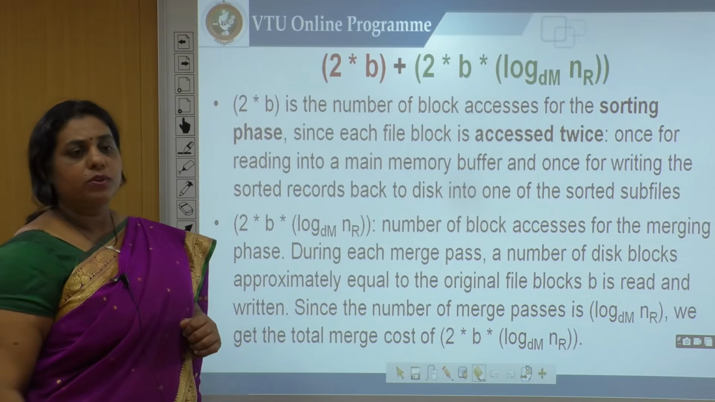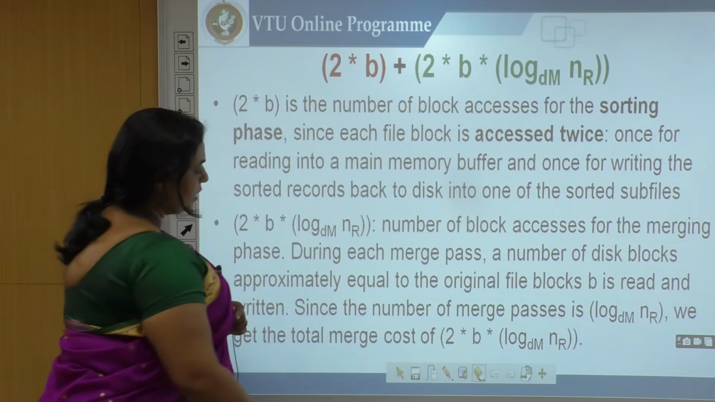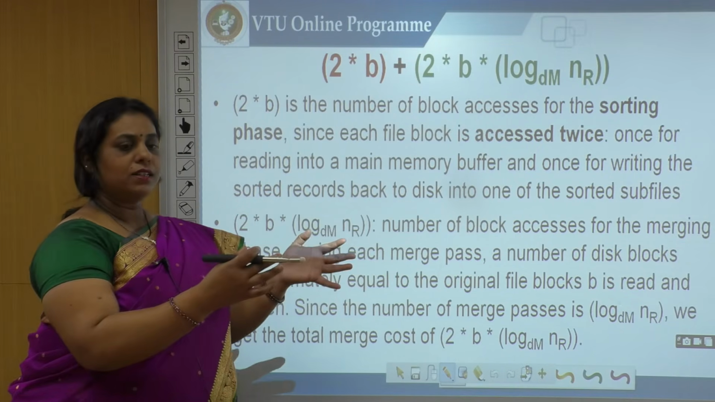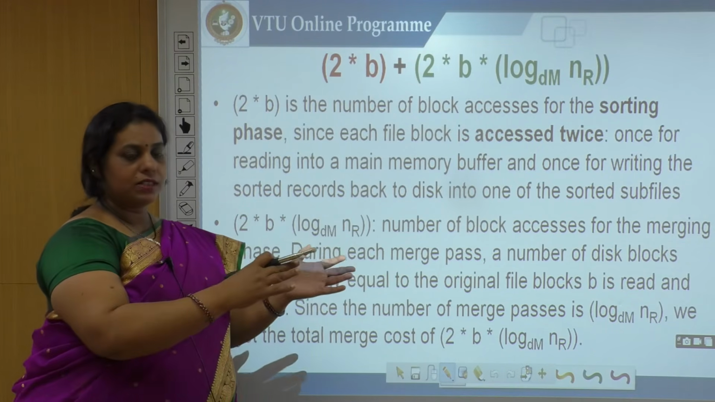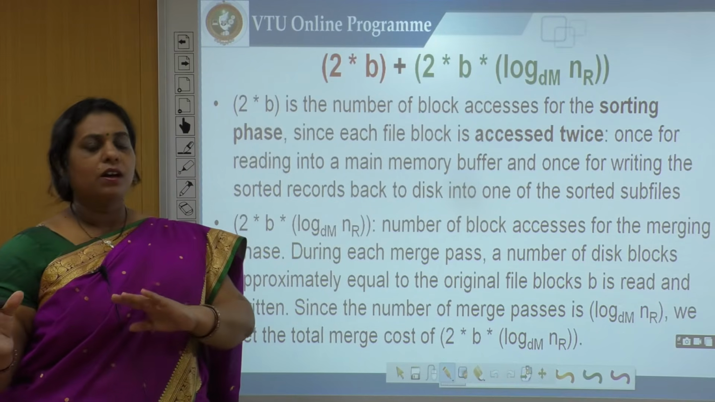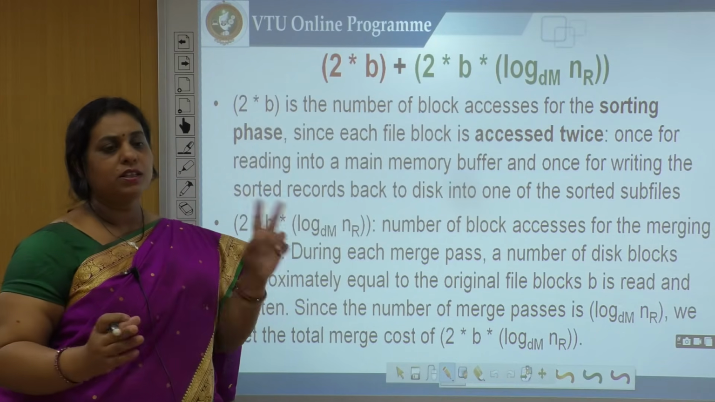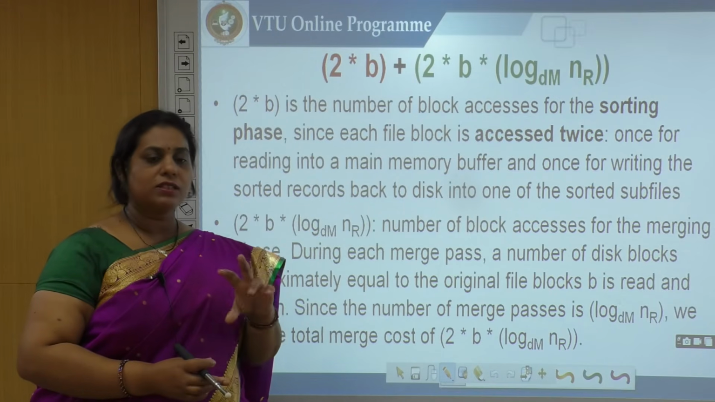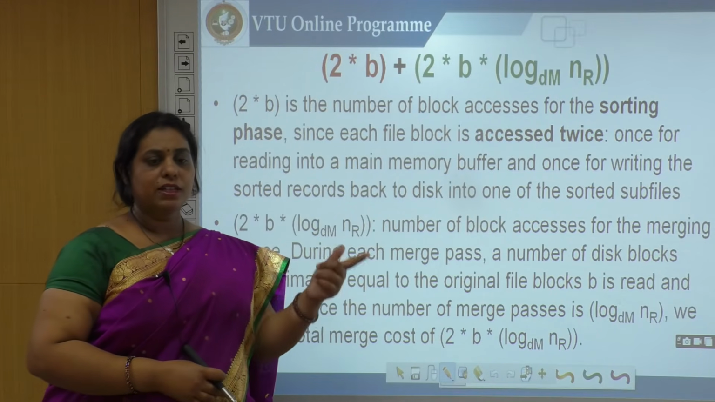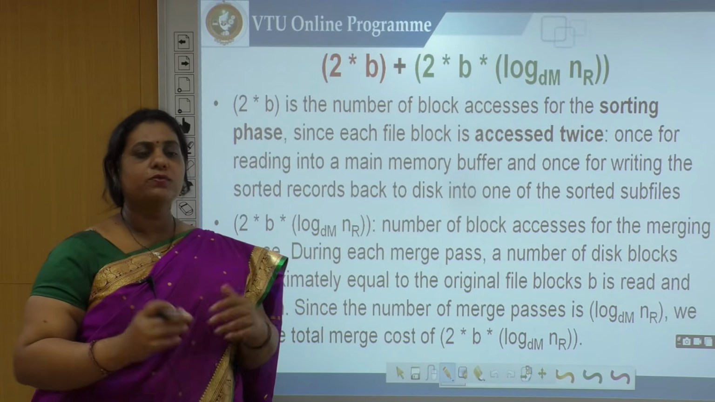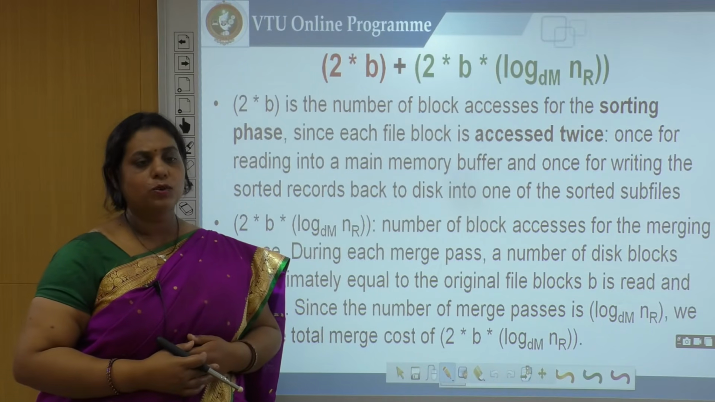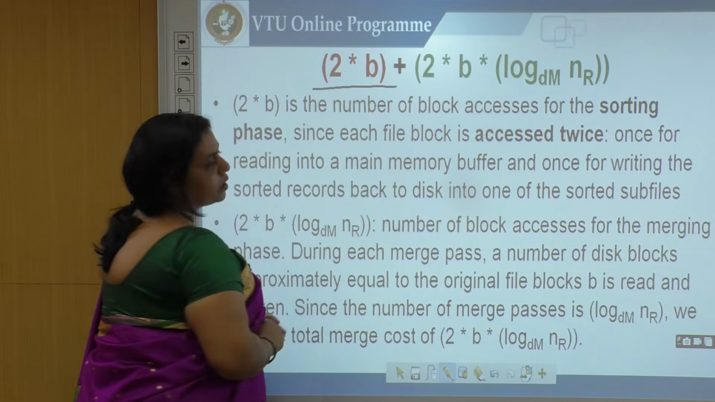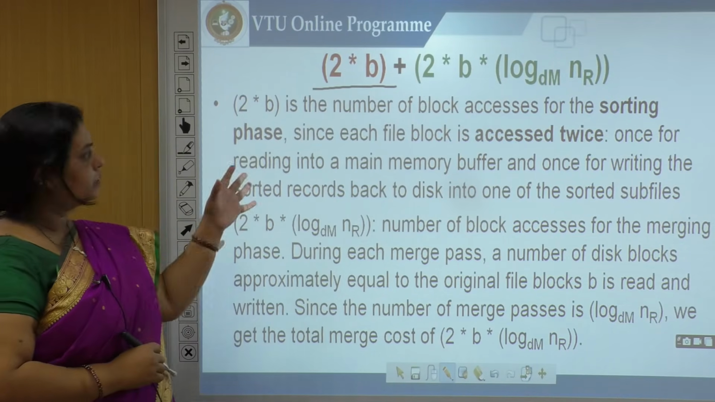Why is this 2 into B only now, right? What I did when I was working with the sorting, we read the information from the disk to the main memory and wrote it back. Means 2 times I have accessed it. Each block was accessed twice. One to read, second one to write it. Right? What was our file size? It was 1024 disk blocks. So 2 times I have accessed it. That's why it is 2 into B.